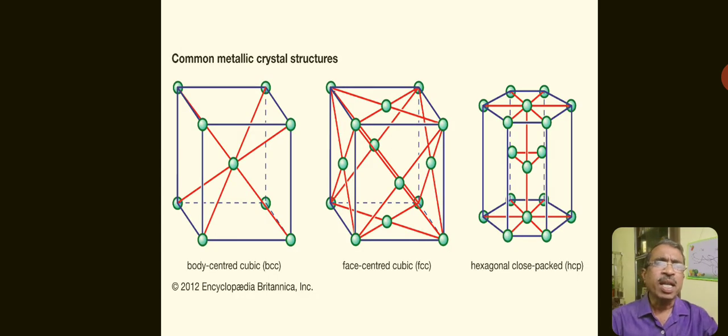The same thing in a ray diagram form we can show like this. Hexagonal close packed structures have this type of arrangement. The cubic close packed and body centered cubic lattices have these structures.